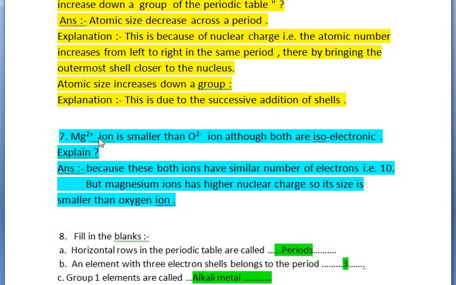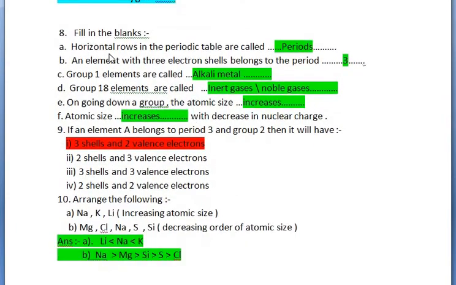But magnesium, as you saw, the nuclear charge means the charge on the nucleus, not of the electrons. The negative charge is just because of the electrons, but the nuclear charge is because of the protons. Nuclear charge is the positive charge on the atom. If the positive charge increases, the size of the atom decreases. That's the reason why Mg2+ ions are smaller in size in comparison to O2- ions. Okay, understand this? Now fill in the blanks.